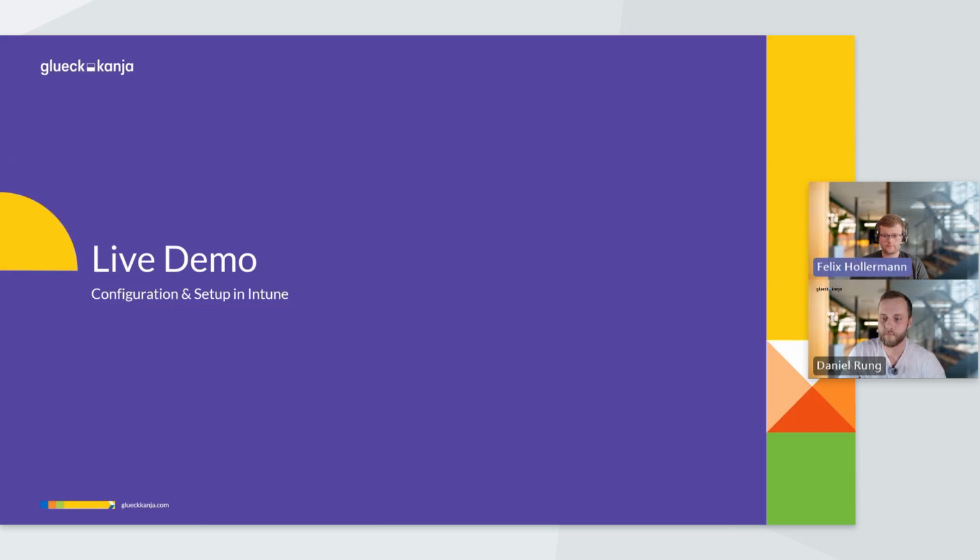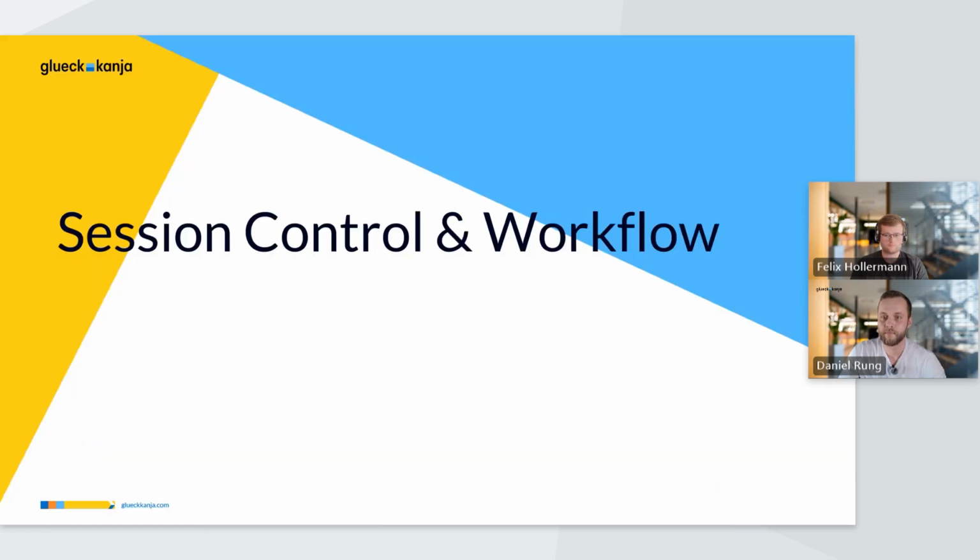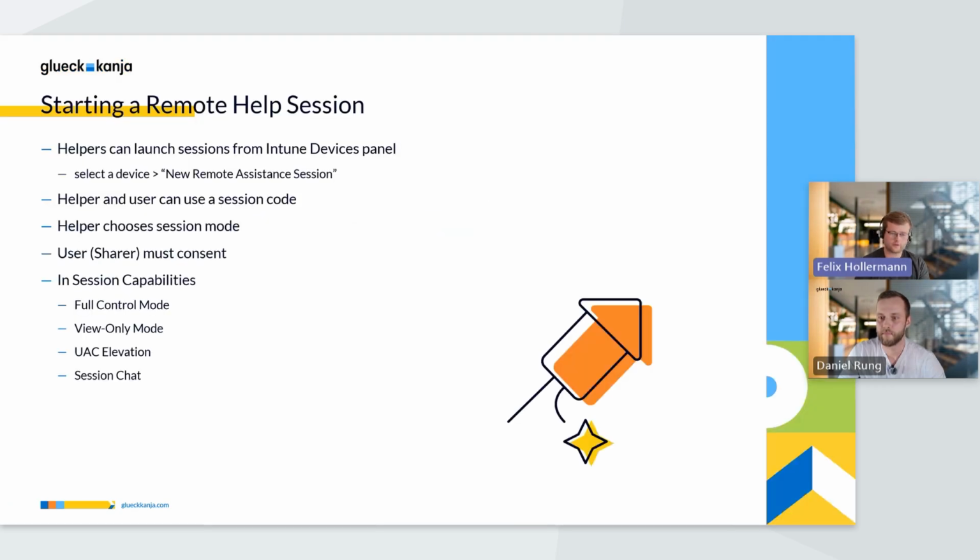Now we have a look at session control and workflow, starting a remote help session. As I mentioned before, the helpers can launch sessions from the Intune device panel. When you open a device page in Intune, you can go over the three dots at the top and select new remote assistance session. And the helper and user can also use a session code. If they exchange the code, you can also start the session.